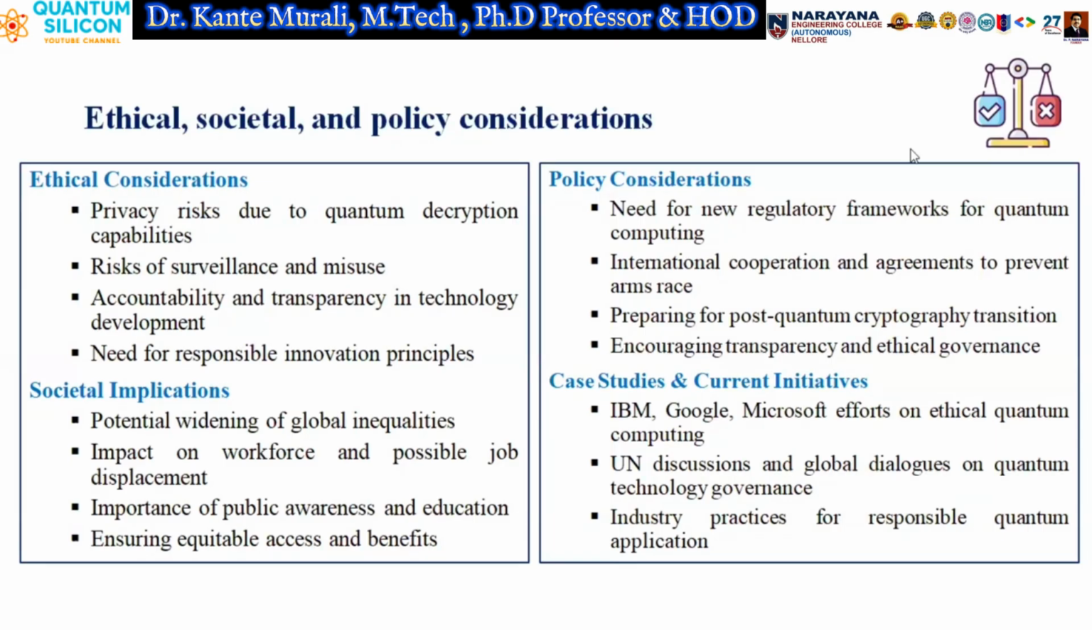They are looking for a certain policy on where you can use AI and where you cannot use AI. Likewise, while adopting quantum technology in real-world applications, we also need to consider, as I mentioned, ethical, societal and policy considerations. Let's have a look at each one of them. On ethical considerations, there is privacy risk due to quantum distribution capabilities, surveillance and misuse, and finding the exact location of persons, which may cause other problems. Then accountability and transparency, and the need for responsible innovation principles in technology development. These are some of the ethical aspects of where you can and cannot use this technology.